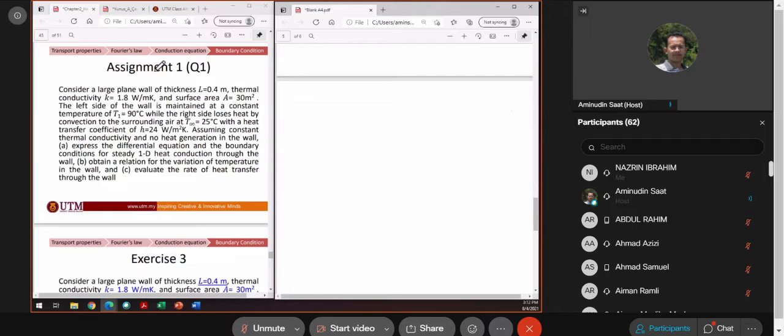Okay, this is the problem of 258. If you have a textbook, you can go to problem 258. Okay. So first you need to draw the schematic.